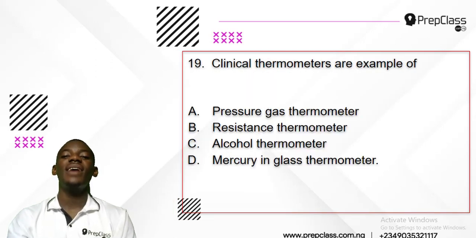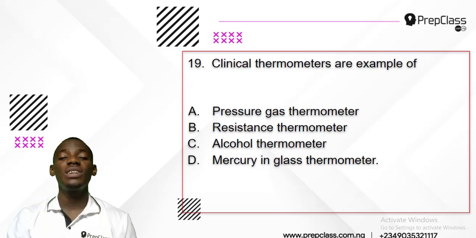Number 19. Clinical thermometers are examples of what? Now this is very easy. The thermometer that we use in the clinic, is this a pressure gas thermometer? Do you see gas coming out from the thermometer, or is this a resistance thermometer?